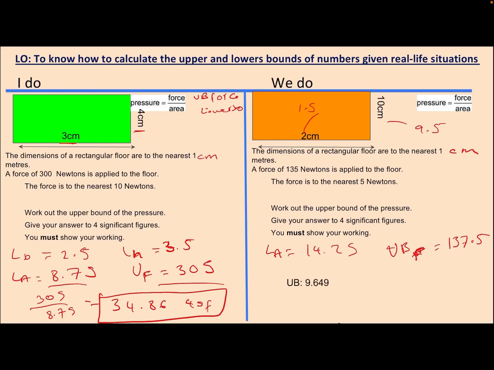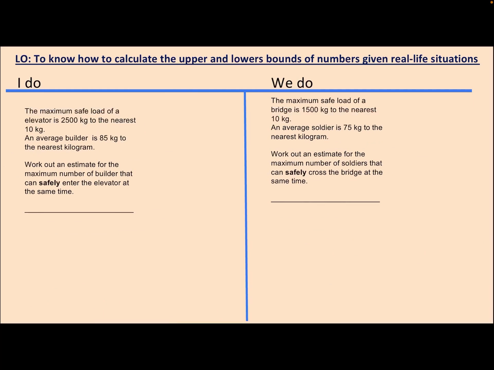Right, so now let's move on to the next slide. So the question is asking us, the maximum load of an elevator is 2,500 kilograms to the nearest 10 kilograms, and an average builder weighs 85 kg to the nearest kilogram. So we need to work out an estimate of the maximum number of builders that can safely enter the elevator at the same time. So when we are answering this question, let's set it up. We know that the maximum is that, and average is that.